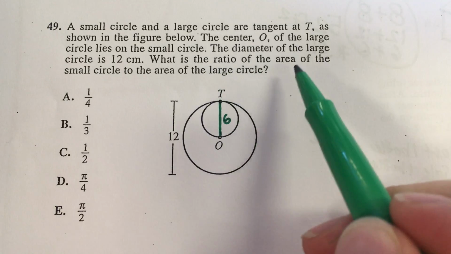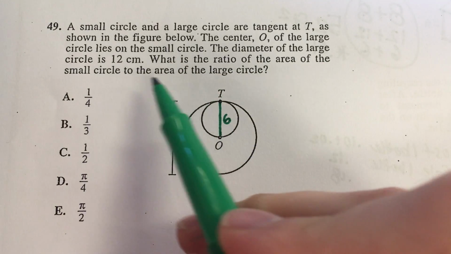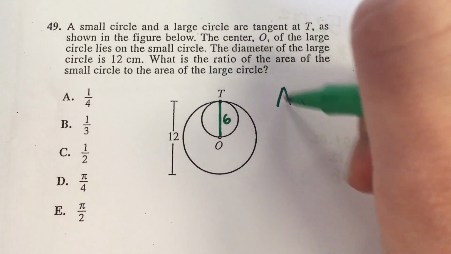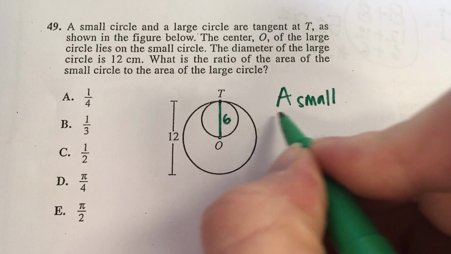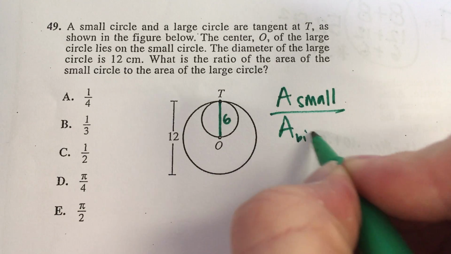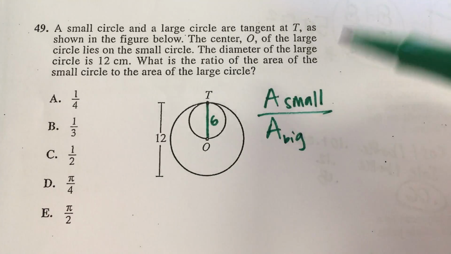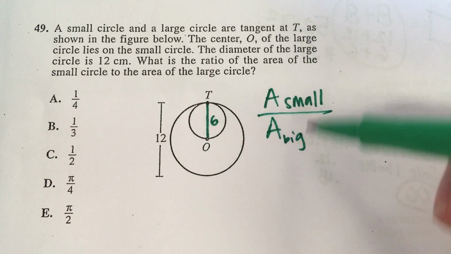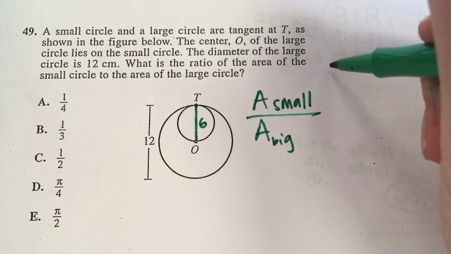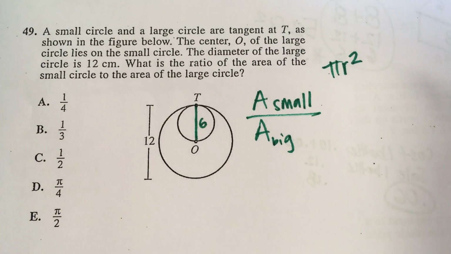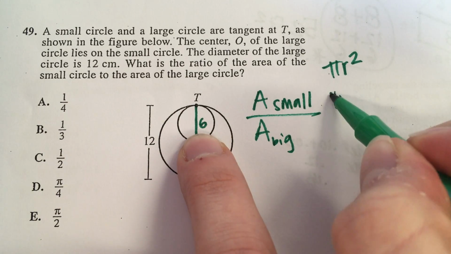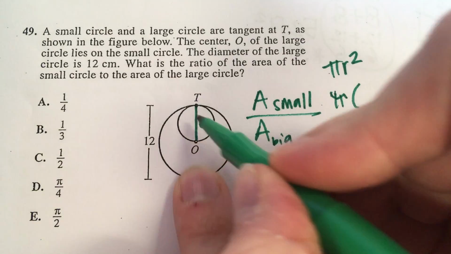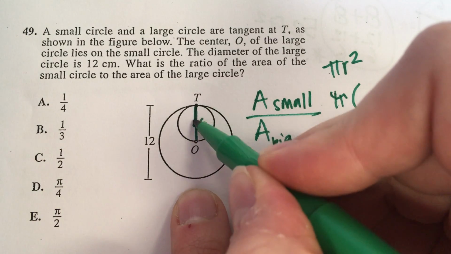What is the ratio of the area of the small circle to the area of the large? So I need the area of the small, and it's here in fraction mode, so area of the small over area of the big. So I need to know the area of the small and the area of the big in order to compare them. So pi r squared sounds like area to me. So if I'm doing the small one, I know it's pi times r. In this case, halfway across here would be 3.